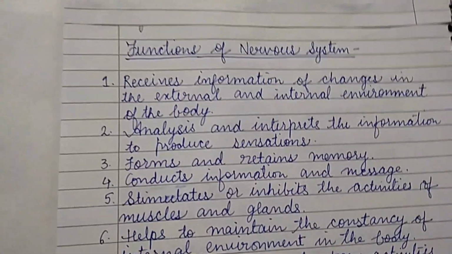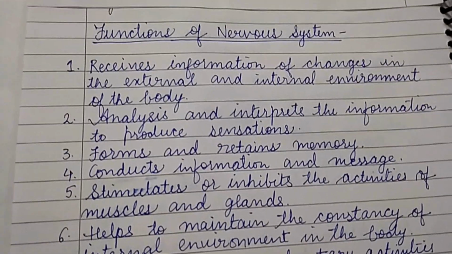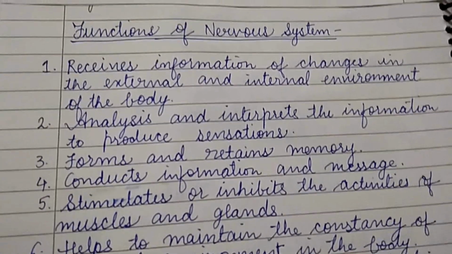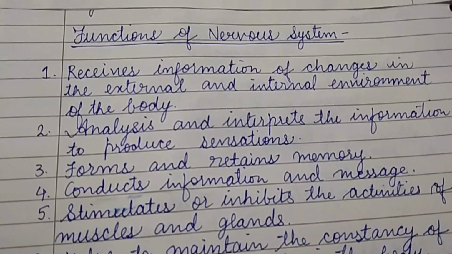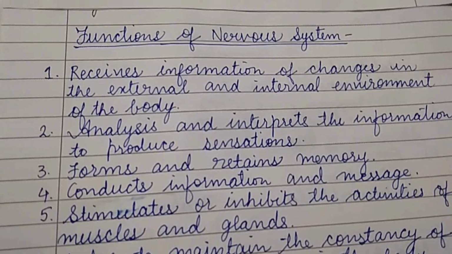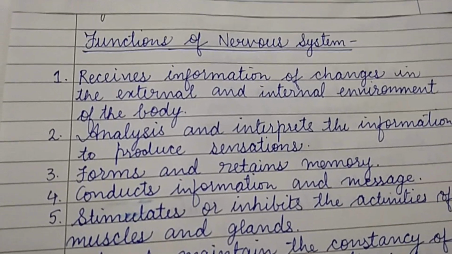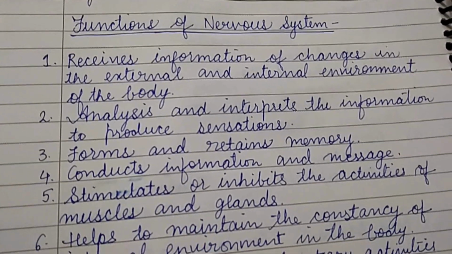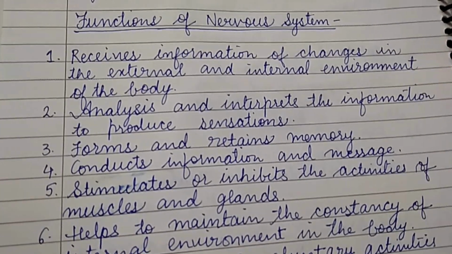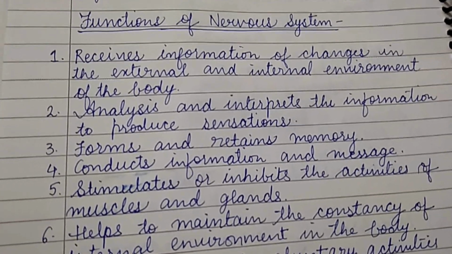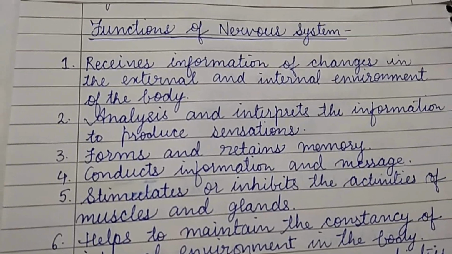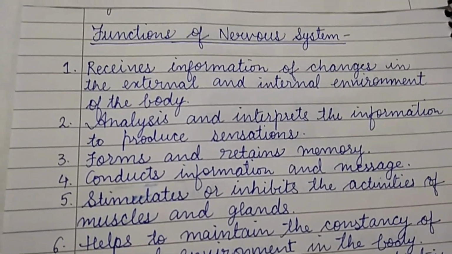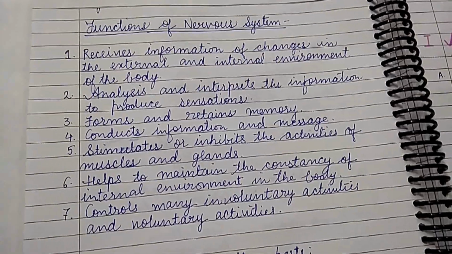Let's come to functions of nervous system. First, it receives information of changes in the external and internal environment of the body. That means it enables our body to respond and adapt to changes both inside and outside of the body. Second is analysis and interprets the information to produce sensations. That means it first analyzes it and then it interprets the information to produce sensations.